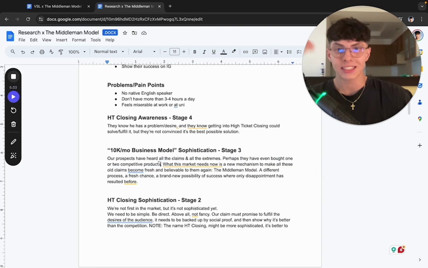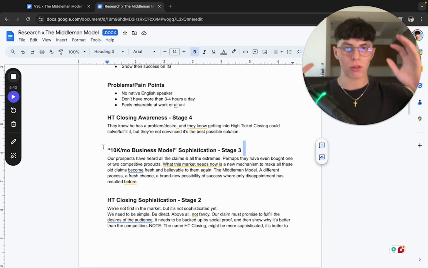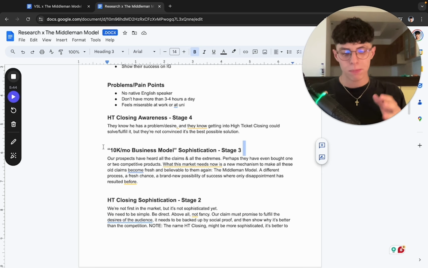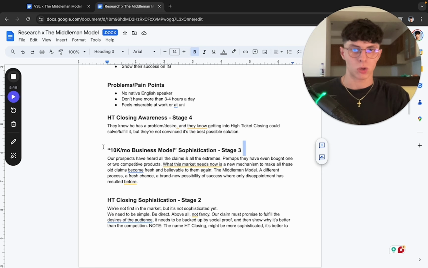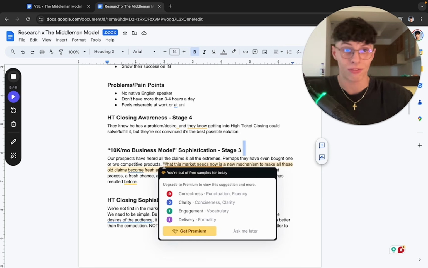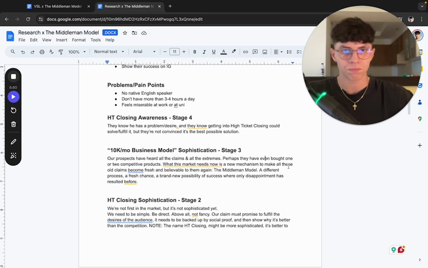What does this mean? Some of them tried copywriting. Some of them tried SMMA. Some of them tried IPGA. So in the whole $10,000 a month business model niche, some people have tried different products, okay? What this market wants now, and they failed, what this market wants now is a new mechanism to make all the old claims become fresh and believable to them again.